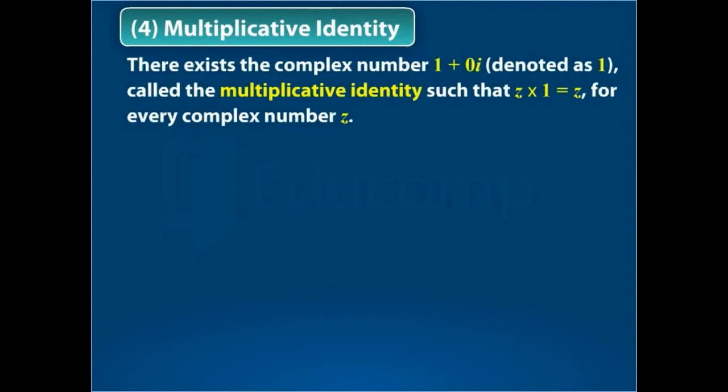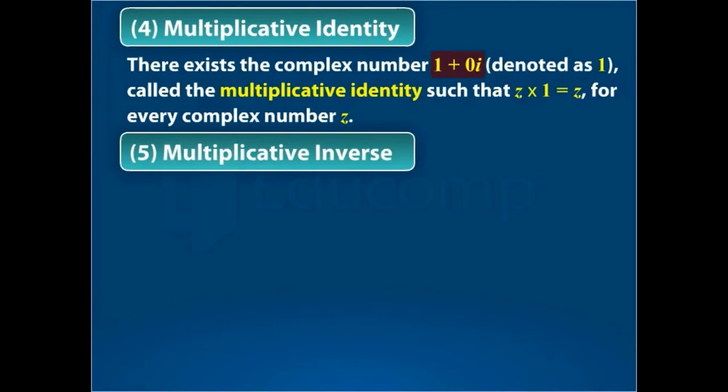Existence of a multiplicative identity. There exists a complex number 1 plus 0i denoted as 1 called the multiplicative identity such that z into 1 is equal to z for every complex number z.